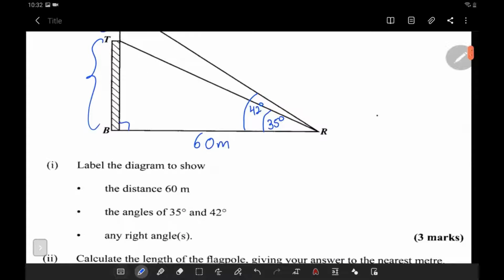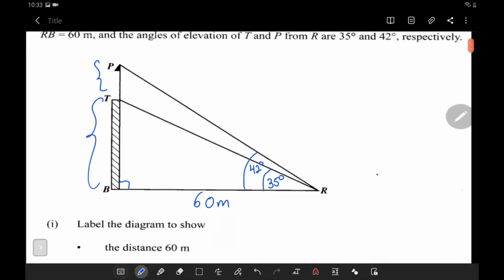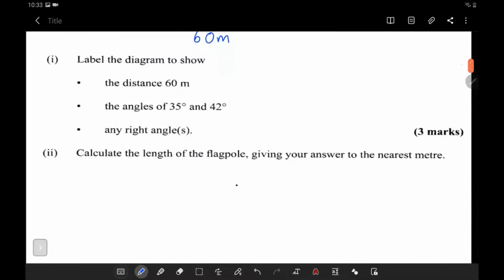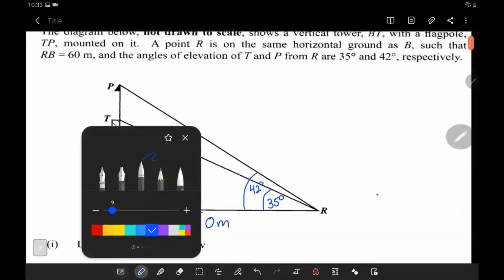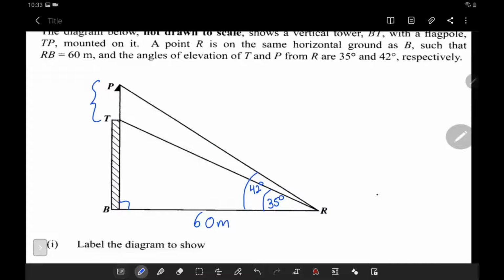So they ask us, label the diagram to show the distance 60 meters, the angles 35 and 42, and any right angles. Interestingly, we did that already. All right. Notice that this here is also a right angle, but that is not necessary. It will not add to our question, so we don't need to put it in. The only right angle that may add to our question is this one. Okay, nice. So they ask us now to calculate the length of the flagpole. So what they want is to calculate the length of PT. Well, we could fill in some angles first.